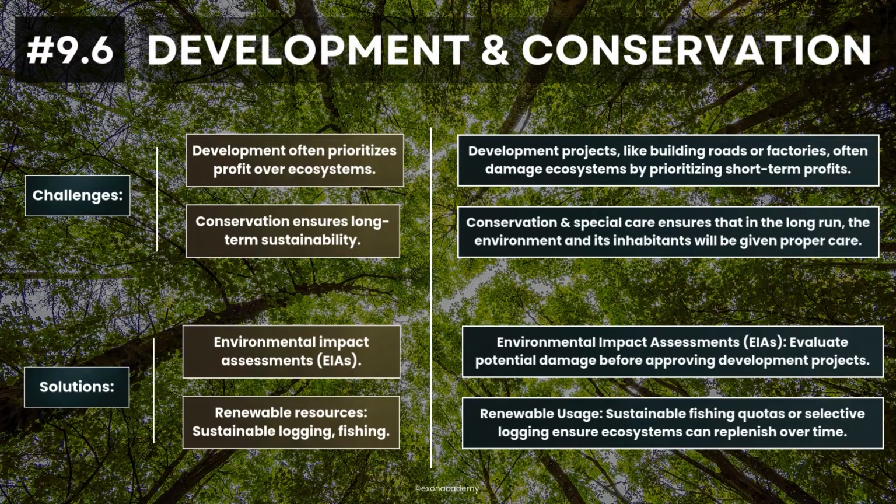Another possible solution is renewable resource use. Sustainable fishing quotas or selective logging ensures ecosystems can replenish over time. For example, sustainable forestry in Finland provides timber while maintaining forest biodiversity and health. This balance is key to ensuring future generations inherit a thriving planet.